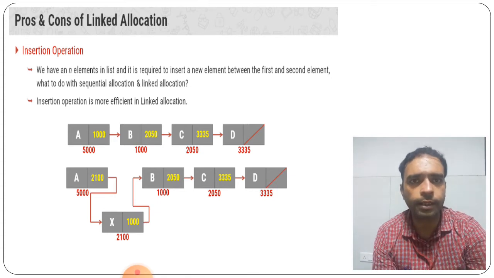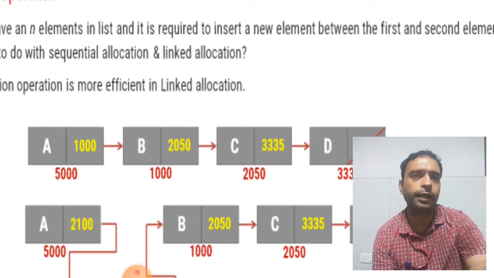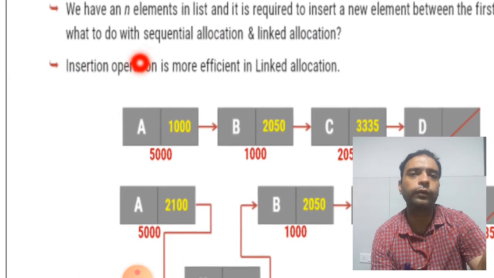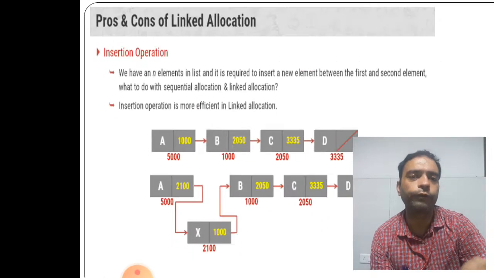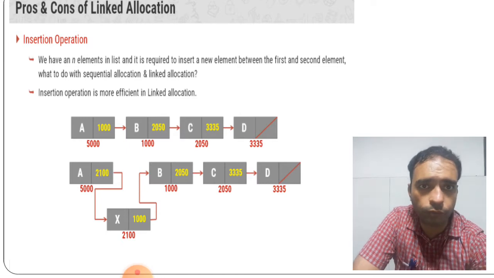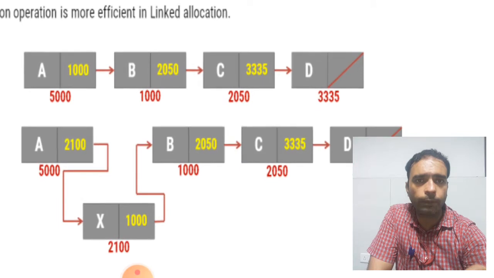So here is an example. We have n elements in the list, and it is required to insert a new element between the first and second element. What to do with sequential allocation and linked allocation? Insertion operation is more efficient in linked allocation. How is it more efficient? First of all, this is a new node.